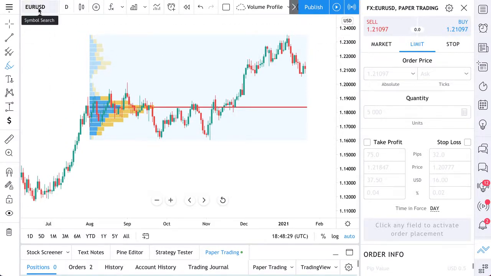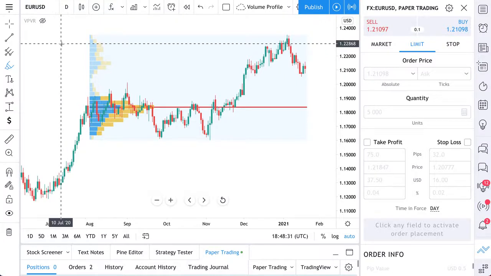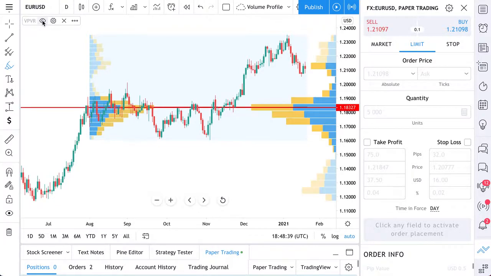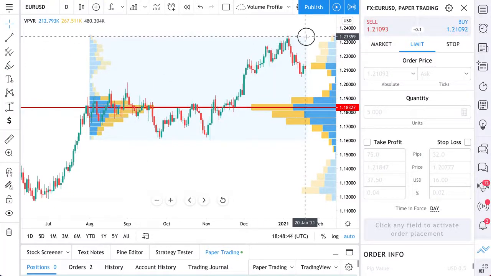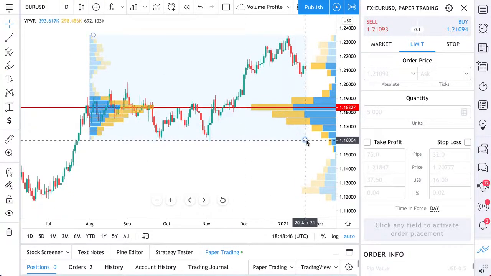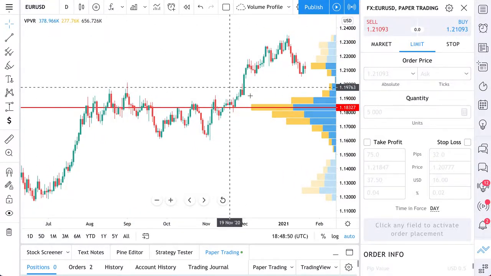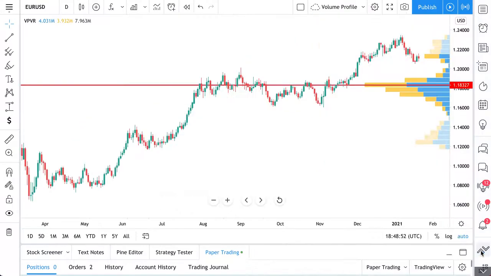You could use this in Forex, for example. And we don't know many people who do use this in Forex, but it's an opportunity and an option for you to explore. So let's turn on the visible range, and we will hide the volume profile that we've drawn here. And now we have a visible range volume profile. We'll hide our order panel.